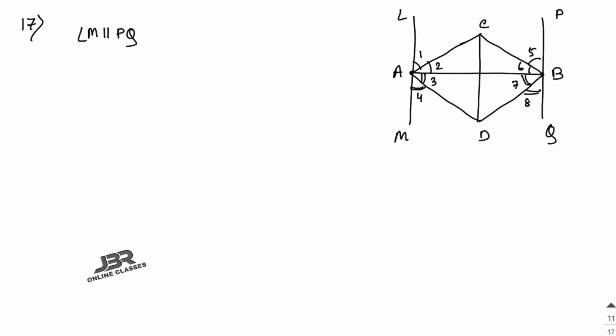A transversal cuts two parallel lines at A and B. So LM and PQ are two parallel lines cut at A and B. The two interior angles at A are bisected. So here 1 and 2 are equal angles, because suppose this one here is O, angle LAO is bisected by AC. So 1 is equal to 2, as well as 3 is equal to 4. Similarly, 5 is equal to 6 and 7 is equal to 8. So the four bisectors form quadrilateral ACBD. Prove that ACBD is a rectangle.